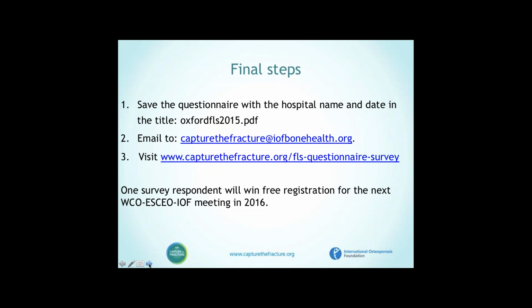Once the questionnaire is completed, and it can be saved and resaved and adjusted as needed, we suggest you send the questionnaire and rename it with your site name, here it's Oxford FLS, and the year, to capture the fracture at iofbonehealth.org. We're committed to making the completion of the questionnaire as straightforward and as simple as possible. So we would value you also spending just 5 minutes completing the FLS questionnaire available on this site so we can continue to include improvements to the questionnaire design. And we usually redesign the questionnaire every 2 years.